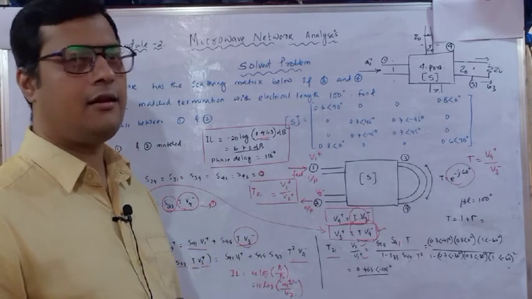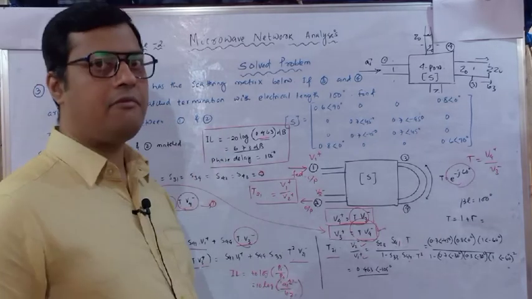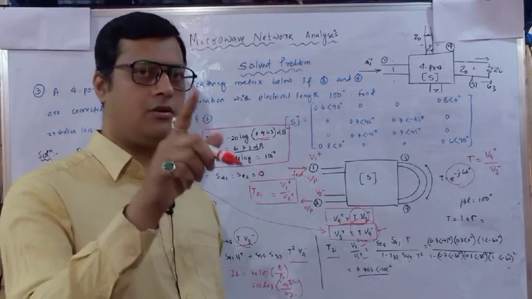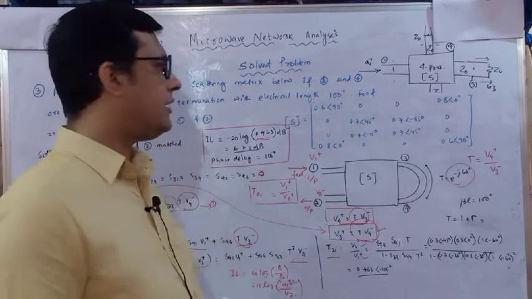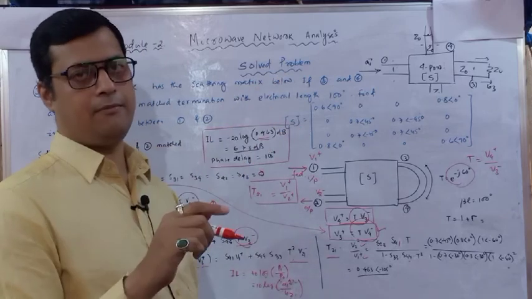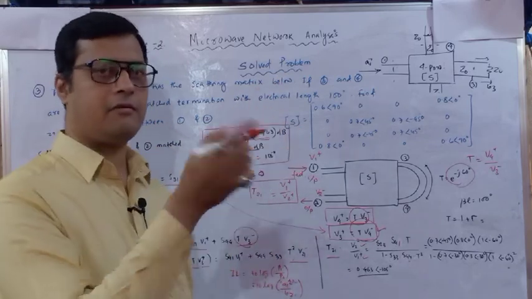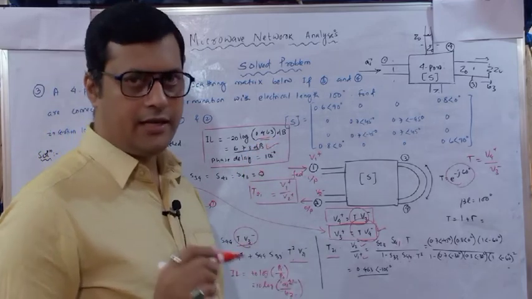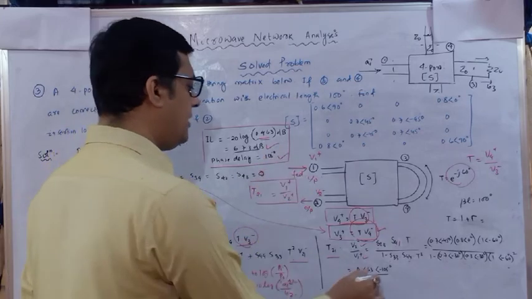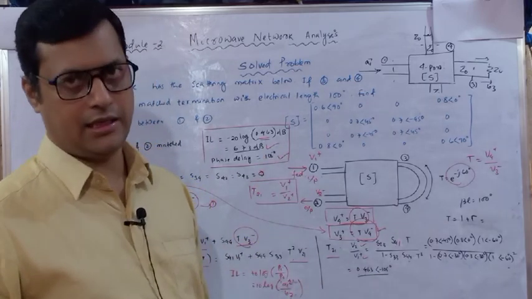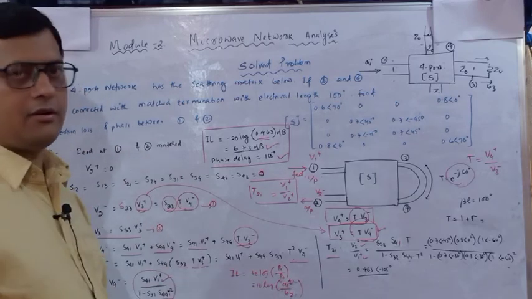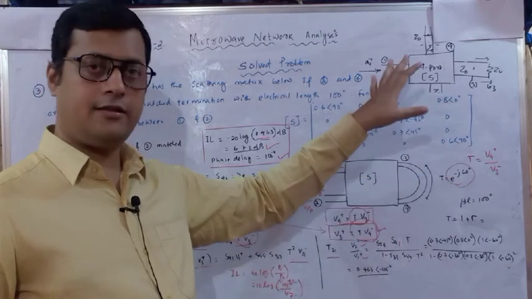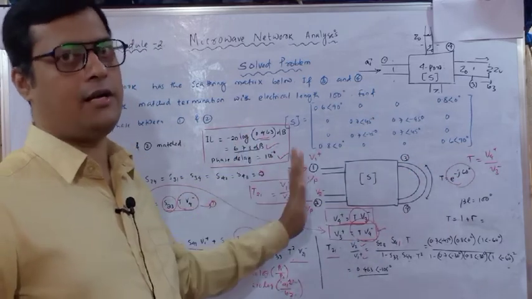So insertion loss is what? Minus 20 log of V2 minus divided by V1 plus. So V2 minus indicates B2, V1 plus indicates A1. So insertion loss is output by input, minus 20 log of reflected power by the incident power. So here I have substituted. Insertion loss is 6.73 dB and the phase delay is how much? Minus 105 degrees. Go through this numerical properly, because here we have used the transmission coefficient with respect to 3 and 4, and then we have derived with respect to 1 and 2.